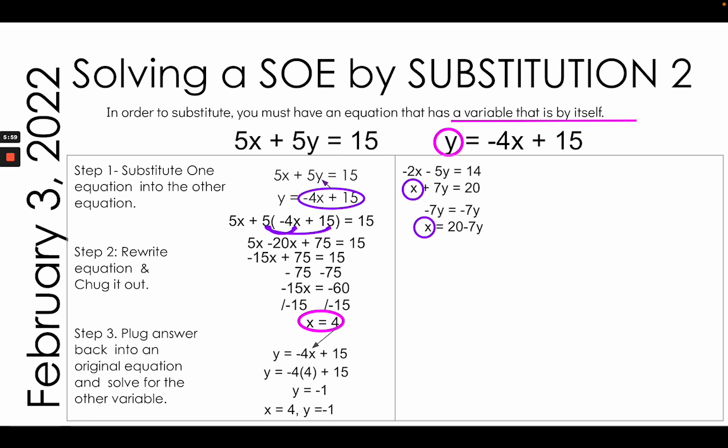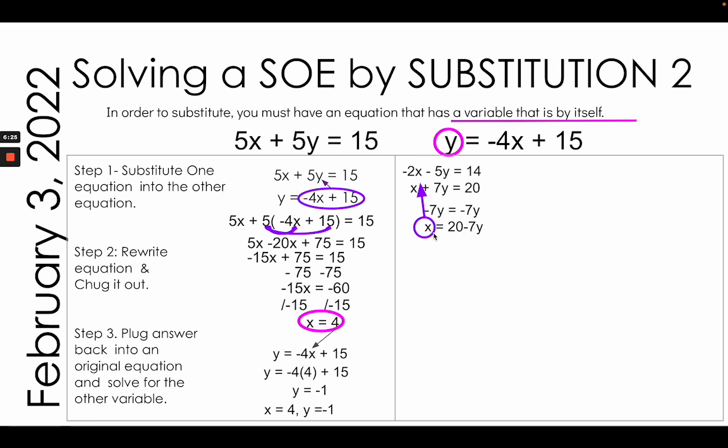So now we're back to this situation. We have a variable that's by itself, and we have an equation that does not. So we're going to take our 20 minus 7y, and we're going to plug it into the other equation right there. This is x, and so we're going to plug it into the other x. Again, step 1. Substitute one equation to the other.